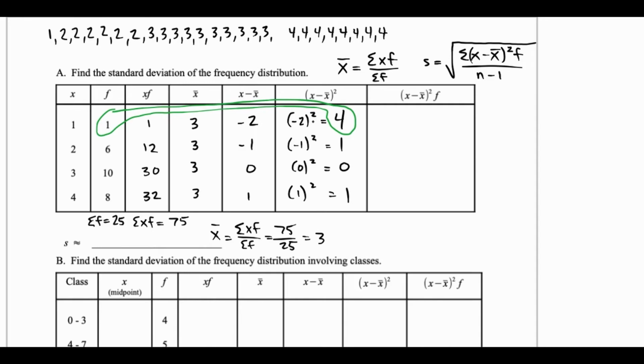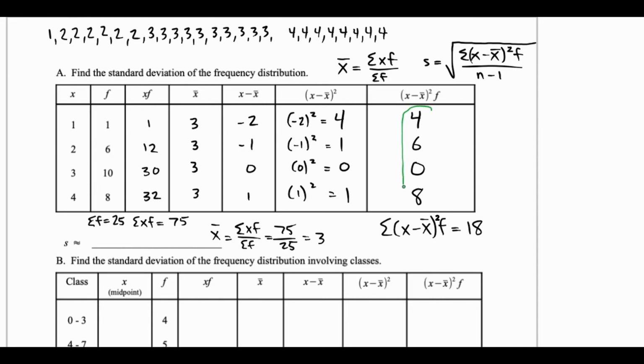So 1 times 4 will make 4. And then 6 times 1 makes 6. 10 times 0 makes 0. And 8 times 1 makes 8. This makes our sum of squares times f into 18 if you add this column up.